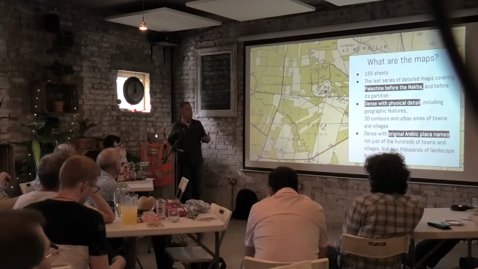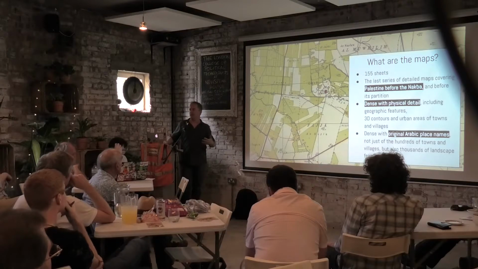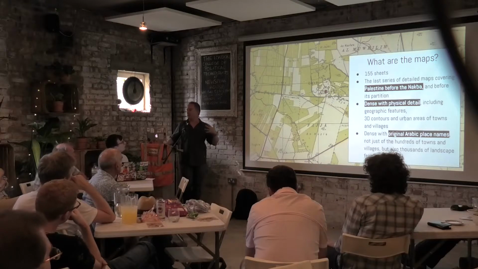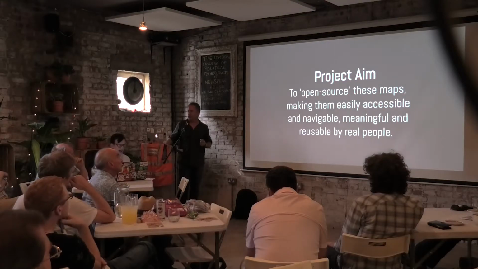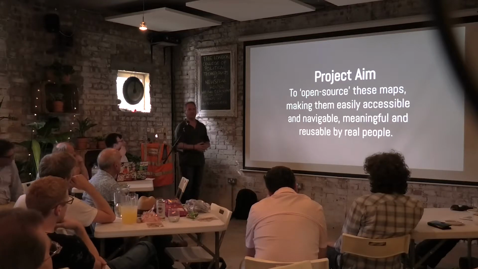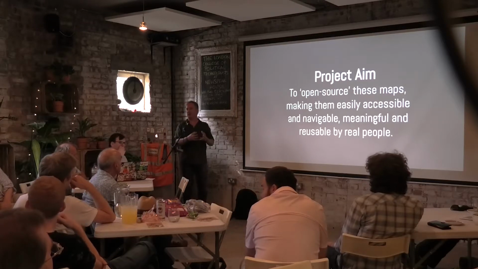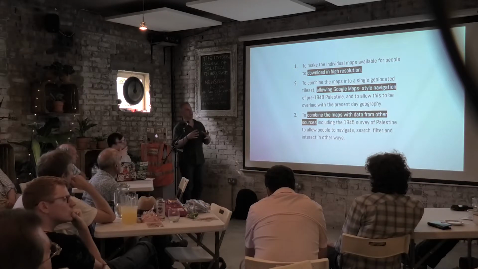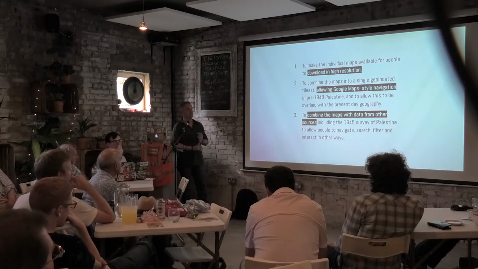And also from a historical perspective, it's interesting because this was done before the depopulation of a lot of these villages, so they still have the original names that were being used before 1948. So in that sense, they have a lot of historical significance as well. And the aim really is to basically open source these maps in the most general sense of that phrase, and to make them really easy to navigate and to use by anybody who wants to use them. So the idea is we're making a lot of these maps available in high resolution for people to download and do whatever they want with.